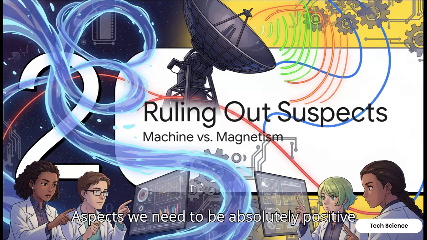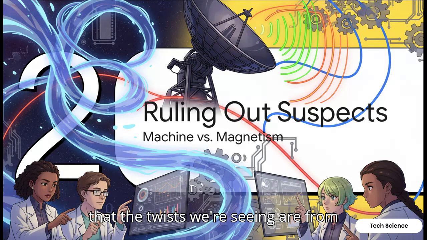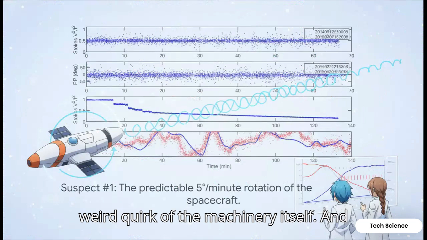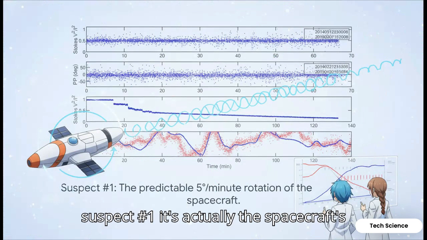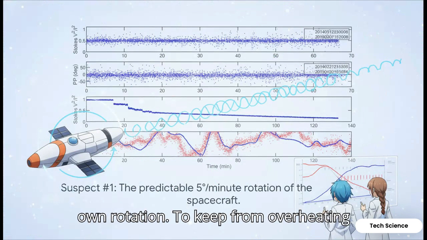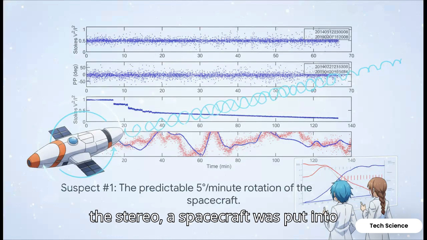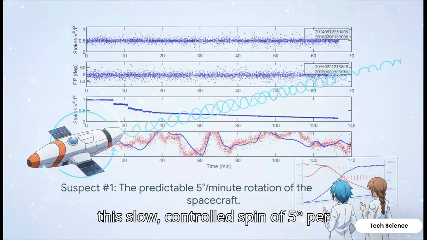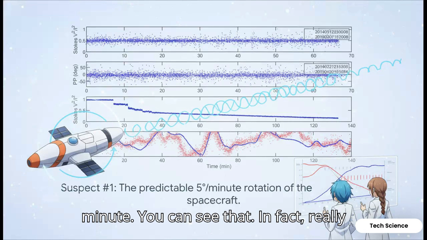We need to be absolutely positive that the twists we're seeing are from plasma out in space and not just some weird quirk of the machinery itself. And suspect number one, it's actually the spacecraft's own rotation. To keep from overheating, the Stereo A spacecraft was put into this slow, controlled spin of 5 degrees per minute. You can see that effect really clearly in the bottom graph.